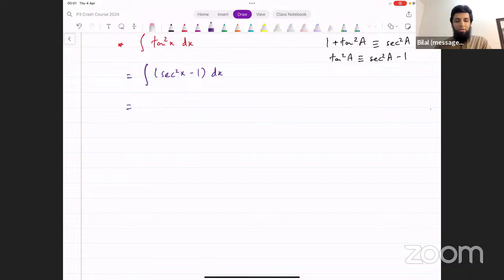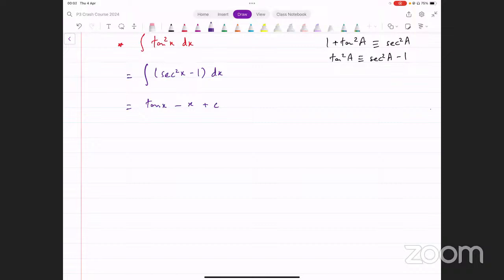Don't you know the integration of secant square directly? Integration of secant square is tan. It's written in the formula sheet. The derivative of tan is secant square, so secant square just integrates to tan. So this becomes tan of x. Integration of 1 is x. So we have tan x minus x plus c. That's the integration of tan square x.